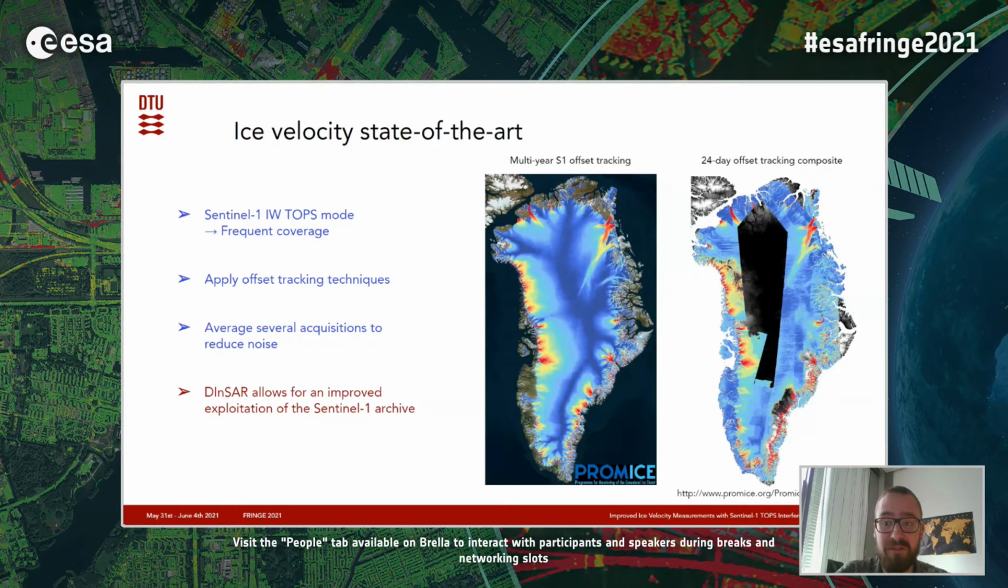One of the main downsides of DInSAR, of course, in terms of ice velocity, is that we cannot map the super fast-flowing outlet glaciers with DInSAR, as we completely lose coherence. So there we rely on offset tracking. But there's an obvious benefit in using both of these techniques as they complement each other pretty well.